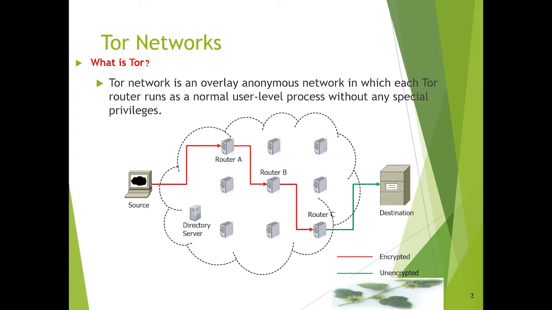The Tor network is an overlay anonymous network in which each Tor router runs as a normal user-level process without any special privileges. Each user runs local software called an onion proxy to fetch directories, establish circuits across the network, and handle connections from user applications. This onion proxy accepts TCP streams and multiplexes them across the circuits. The Tor router on the other side of the circuits connects to the requested destinations and relays data.